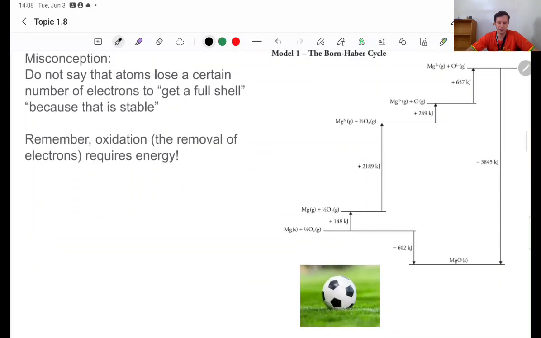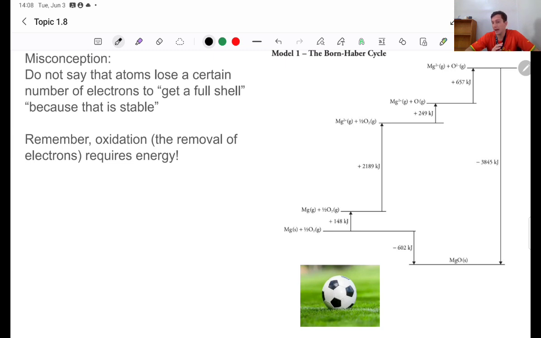So, misconception. Do not say that atoms lose a certain number of electrons to get a full shell because that is stable. No. Okay? Even, let's say something like lithium, sodium, potassium, it requires energy to remove the electron. It does not make the atom stable. The atom does not, quote unquote, want to remove the electron.